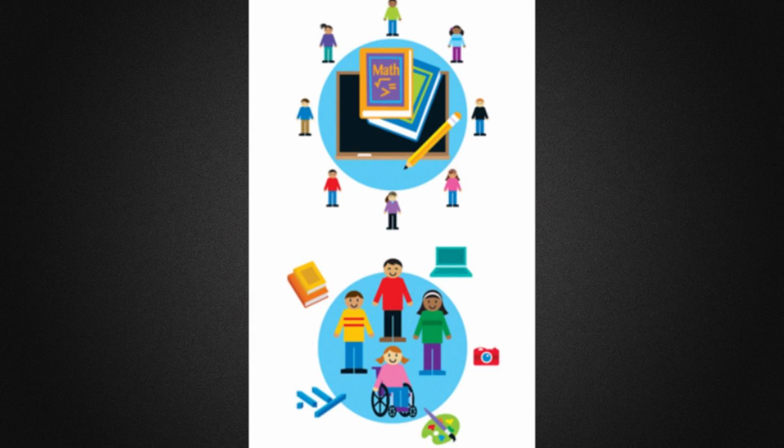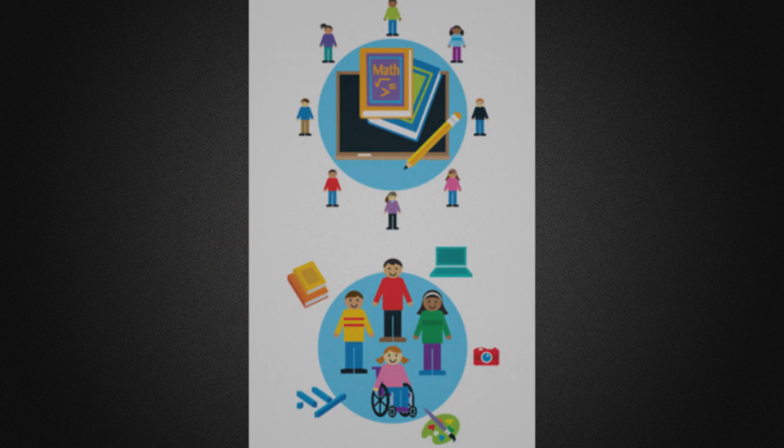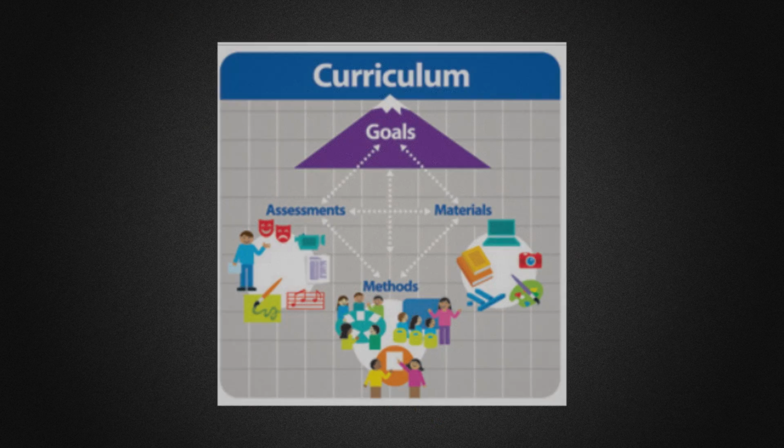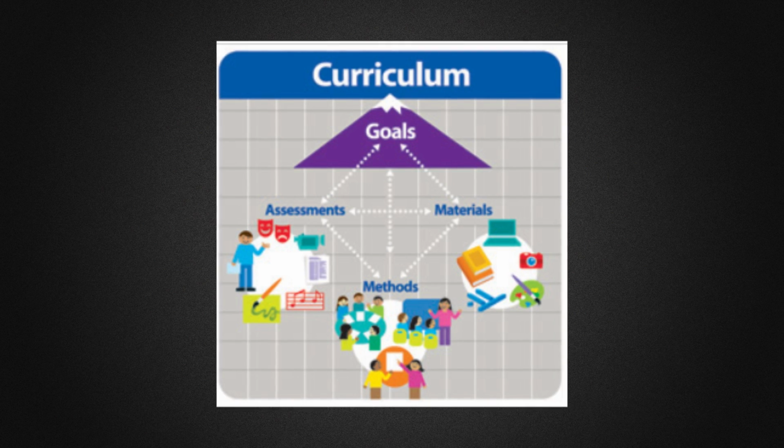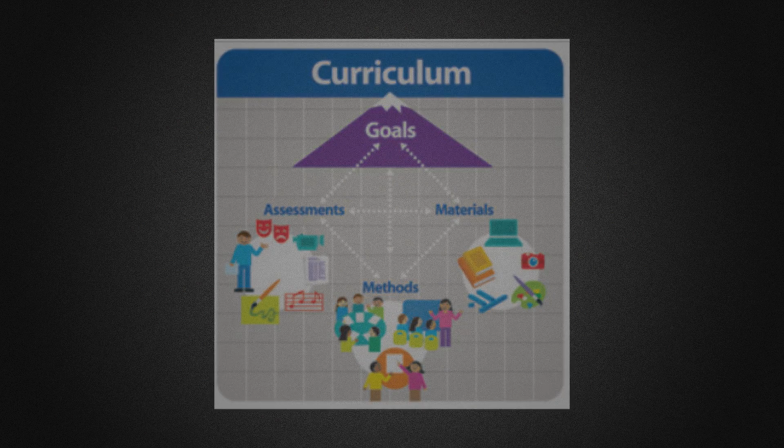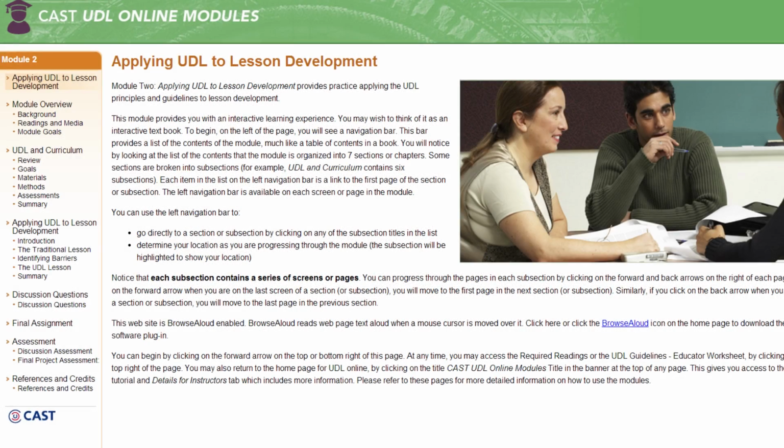You will identify at least one student in your class who has a low incidence disability and one student who has a high incidence disability. Then you'll develop your lesson plan and remove any potential barriers in the lesson's goals, materials, methods, and assessments. Chapter 6 and the CAST website will guide you through this process.